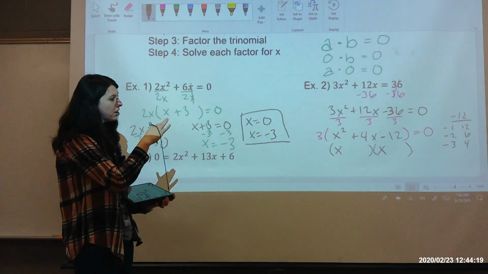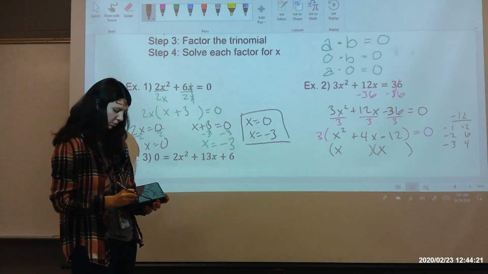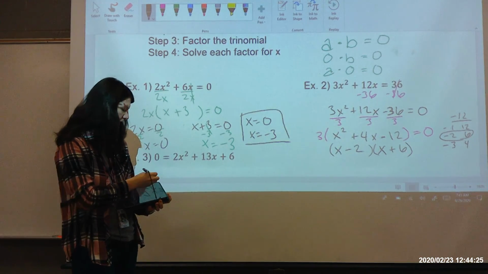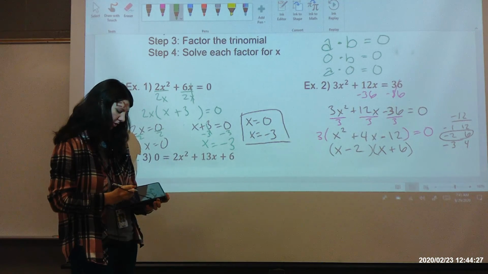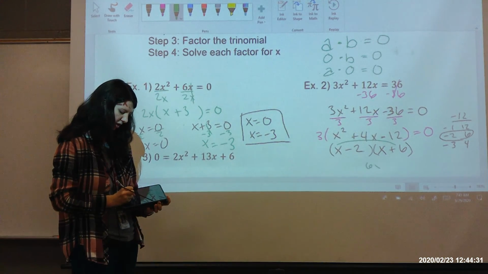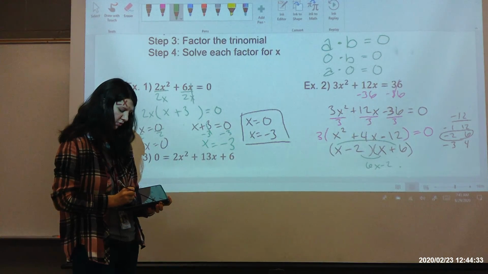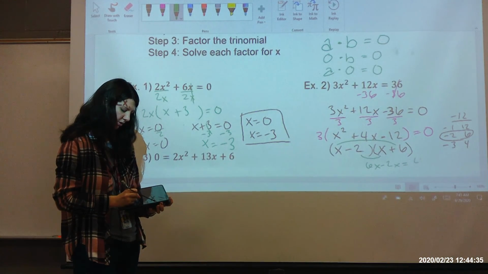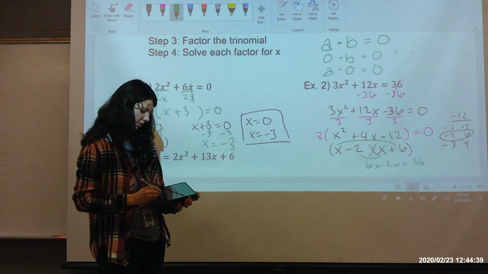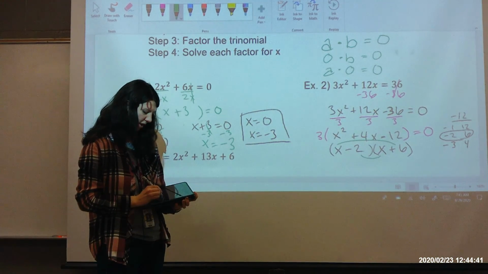Okay, and if I look here, I think this negative 2 and 6 will work. Let's give it a try. Okay, and then if I check my middle term, I would get an x times a 6, which is a 6x, and a negative 2 times x, which is a negative 2x, and that would give me positive 4x. Okay? So I have my factors here.